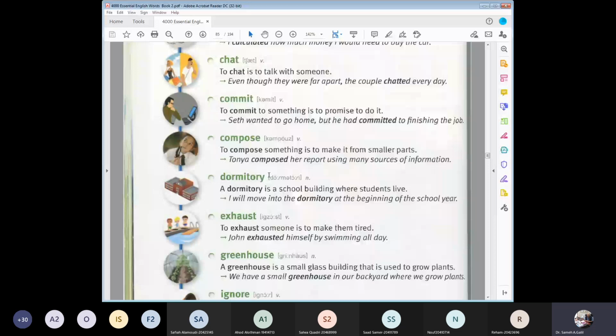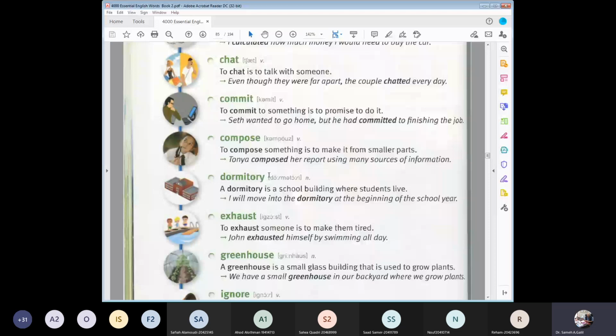So Seth wanted to go home, but he had committed to finishing the job. He promised to finish the job. That's why he couldn't go home unless and until he finished what he committed to, what he promised to do.